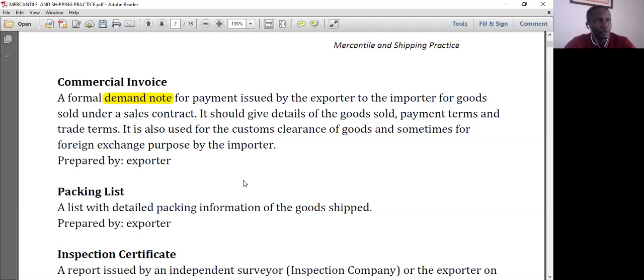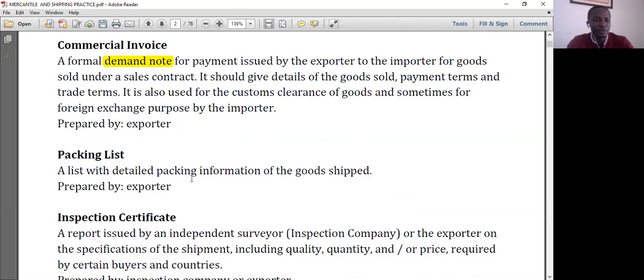So a commercial invoice is sent to you once the sale has been done, you have accepted the consignment. It has been sent to you, you have accepted it. Now the seller wants you to pay him. So he sends you a document known as the commercial invoice.